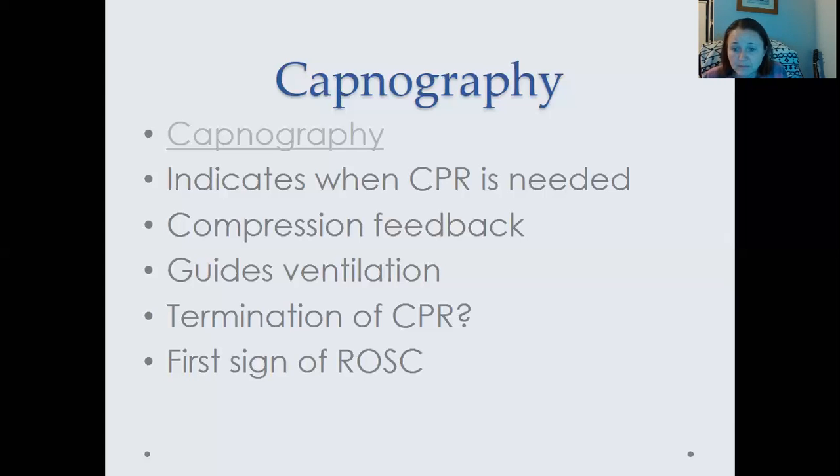So if patients have been receiving high quality chest compressions, have an advanced airway in place, and have a consistent CO2 reading or capnography reading that's less than 10 after 20 minutes of resuscitation, that can indicate that it may be time to stop CPR. That it's not being effective anymore. It's a sign that perfusion is not present.